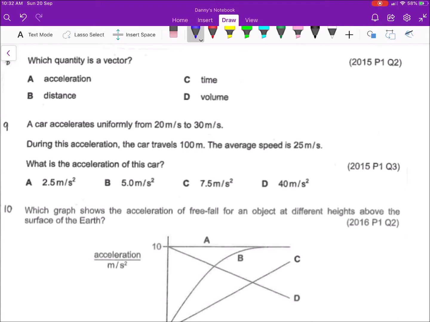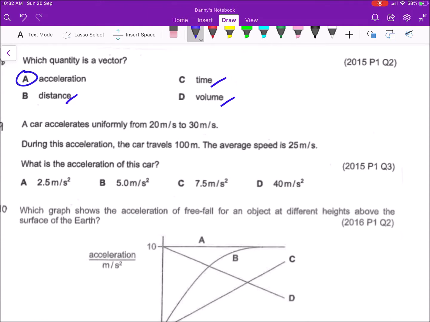So let's begin. Which quantity is vector? I think by now you should know that distance is a scalar, time is a scalar, volume is a scalar, because if you look at B, C and D, all of these involve only positive numbers. You can't have negative time. Time does not travel backwards. Volume, there's only positive volume. The smallest you can get is 0 volume. Like I said, distance, you can only increase in distance. So because of that, acceleration is the only one that is a vector.